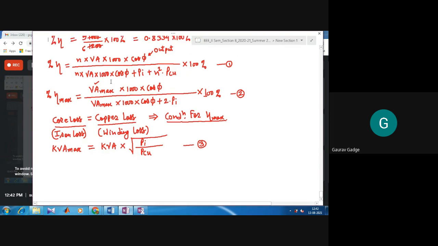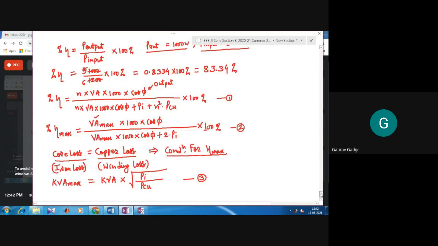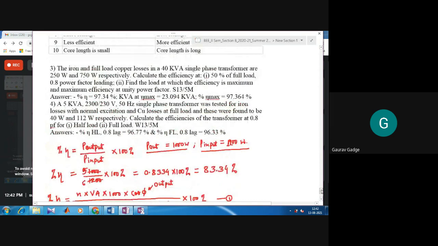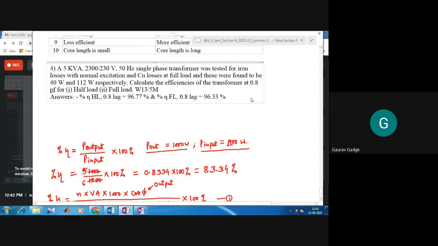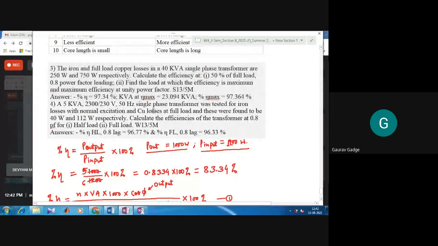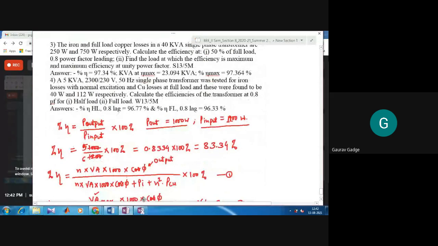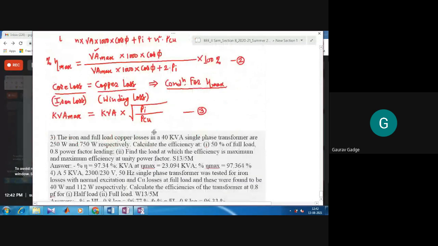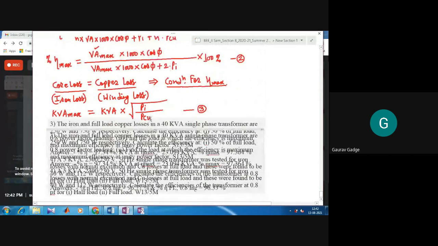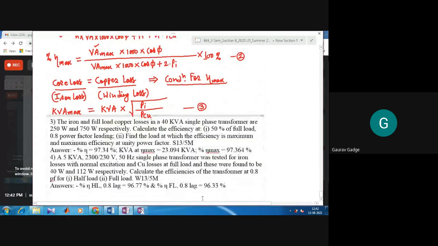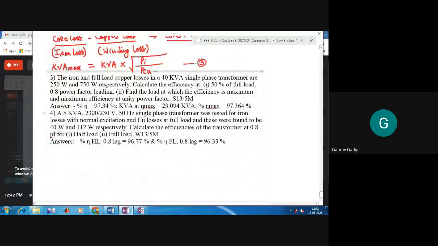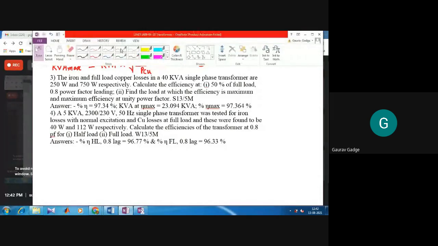Okay. Now, what is asked in the question? Now let us see what is asked in the question. The iron and copper losses. So I just take this fourth numerical for the discussion. Yes. So let us discuss this third numerical first. So what is given, as per the above equations, we have to solve this particular numerical.